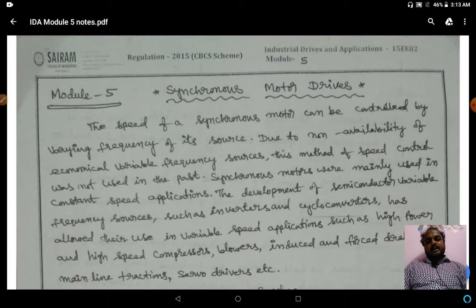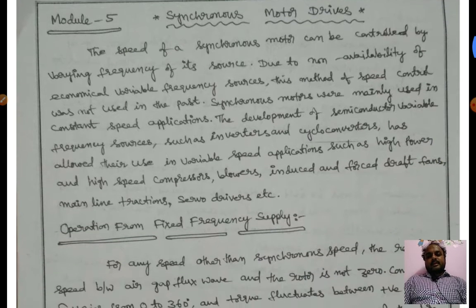So here in the introduction, the speed of the synchronous motor can be controlled by varying the frequency of its source. Due to non-availability of an economical variable frequency source, this method of speed control was not used in the past. So the frequency is a fixed supply, and for some applications it is not applicable. Synchronous motors are mainly used in constant speed applications.